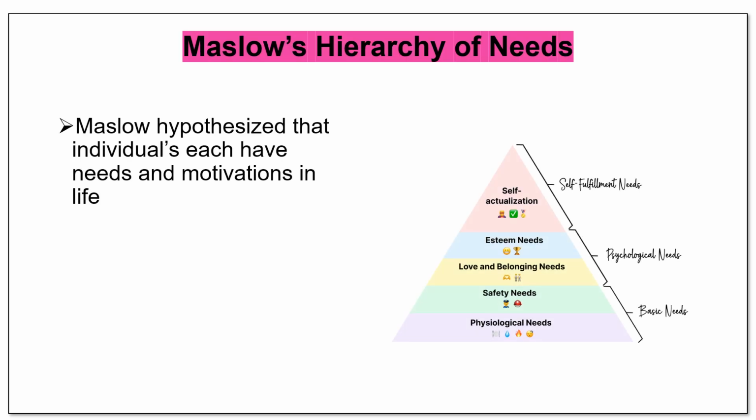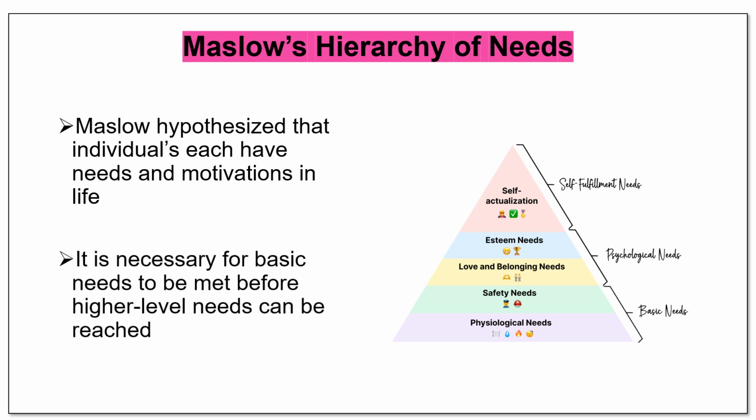Maslow proposed that all individuals have a set of needs and motivations that drive their behavior. So these needs range from the most basic survival needs to higher level psychological and self-fulfillment needs. So according to Maslow, our basic needs must be met first. Food, water, shelter, and safety must be met before we can move on to the higher needs like belonging, esteem, and self-actualization. So our behavior is motivated by multiple needs at once, but we can't really fulfill each higher level until the lower ones are satisfied.